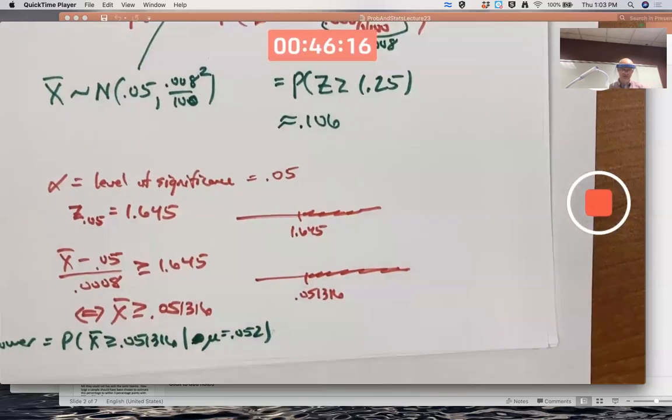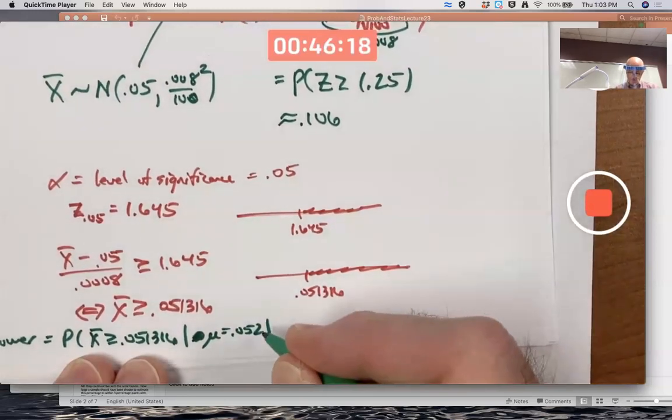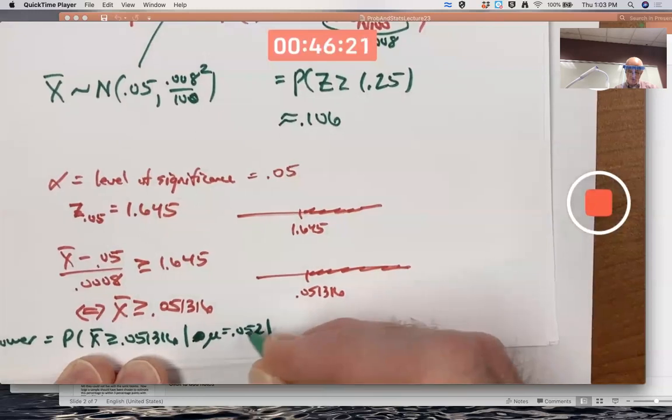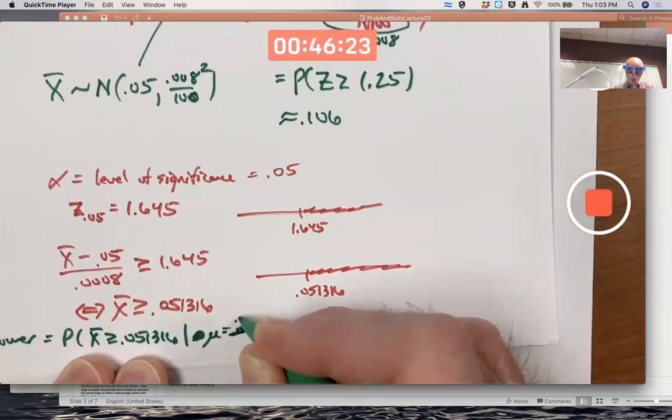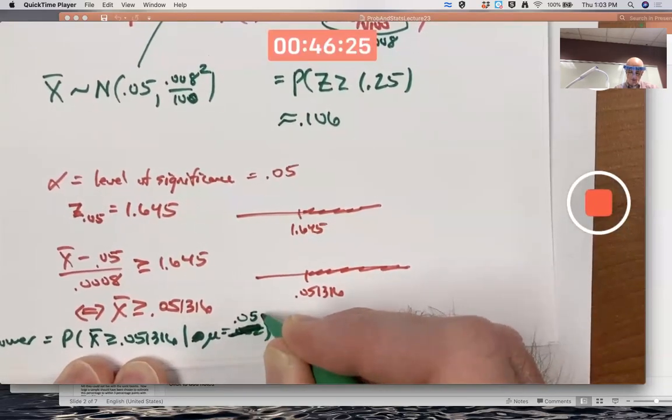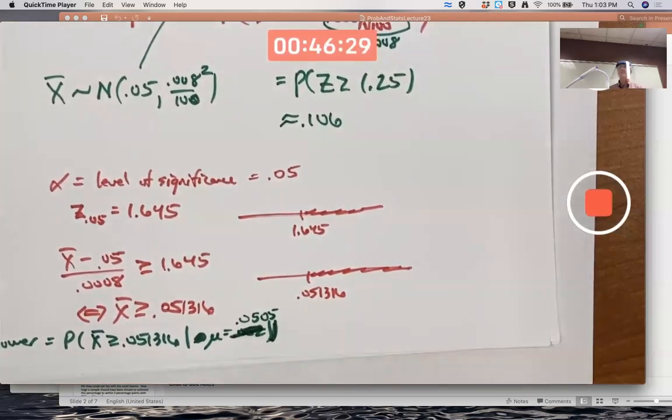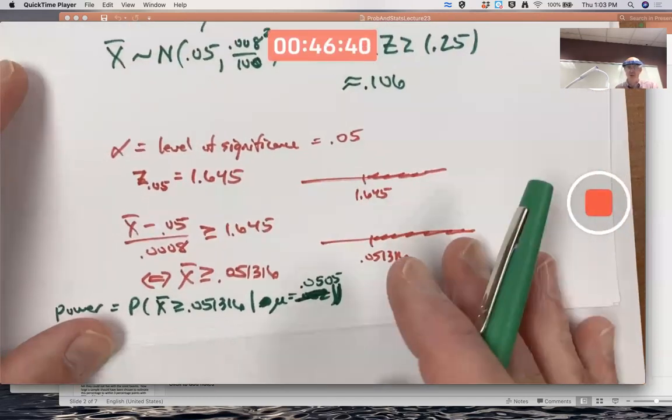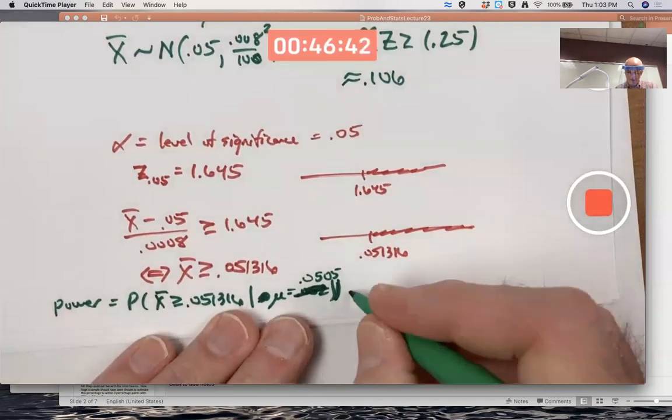Maybe I shouldn't pick 0.052. I think this is going to be small. Let me pick something different. Let me pick it so that it's a bit bigger, 0.0505. Okay, that's going to make the power a bit bigger. And again, in real life, that seems like such a small difference from 5%. It's hardly worth thinking about. But we're not really thinking about practical consequences here. I'm just trying to get an answer.